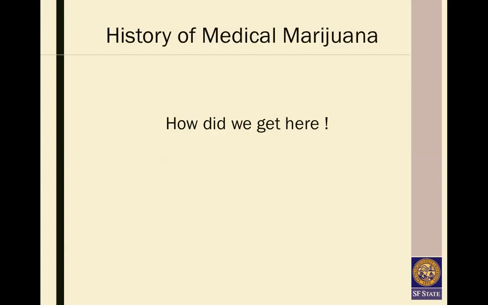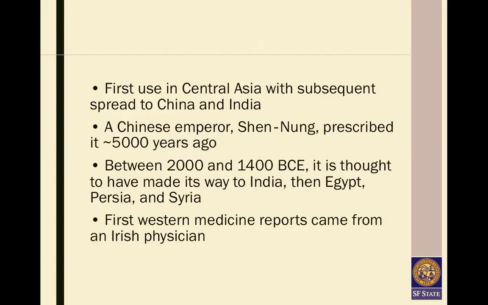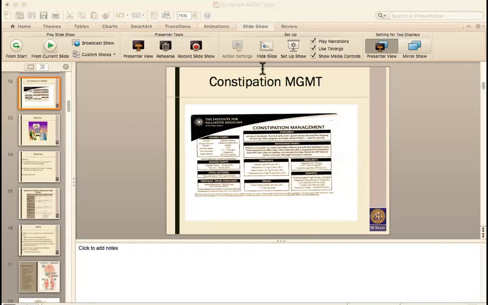So the history of medical marijuana, just to give you a little understanding of how long marijuana has been with us. It was first used in Central Asia with a subsequent spread to China and India, probably through the Silk Road trade during that time. And the Chinese Emperor Shennong prescribed it over 5,000 years ago. Then between 2000 and 1400 BCE, it's thought to have spread to India and then Egypt, Persia, and Syria. So it's been around for a very long time. And it first got to Western medicine from an Irish physician who brought it over.